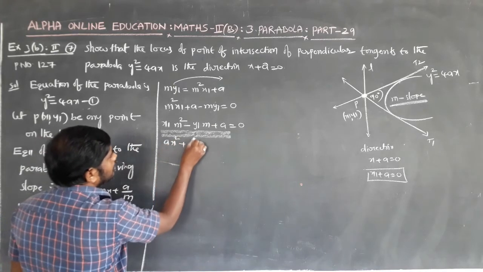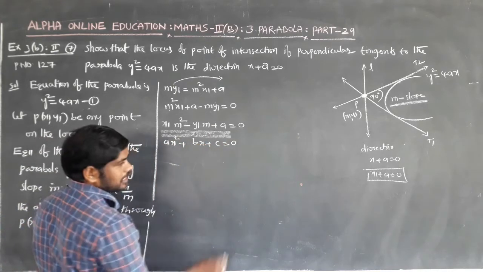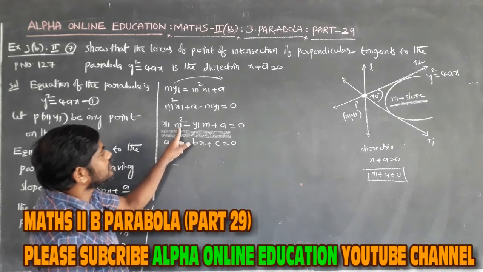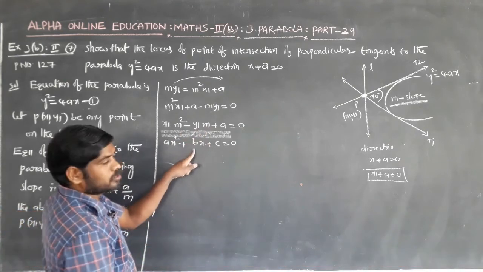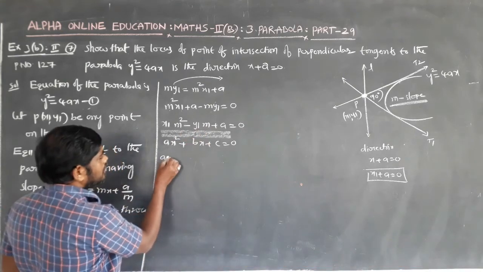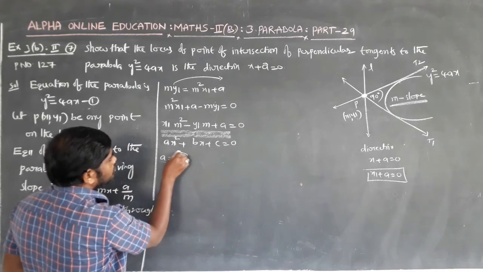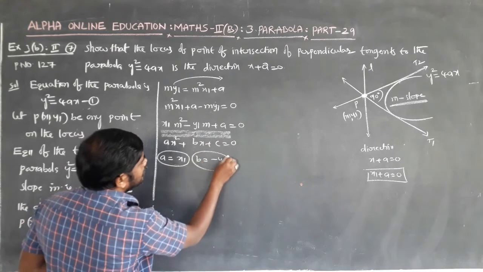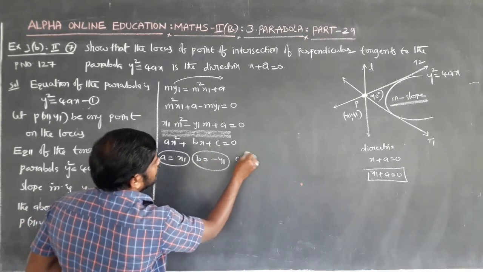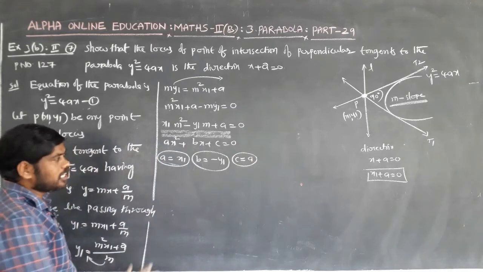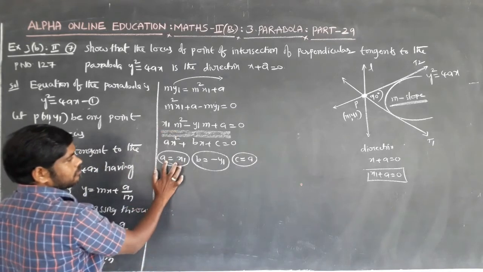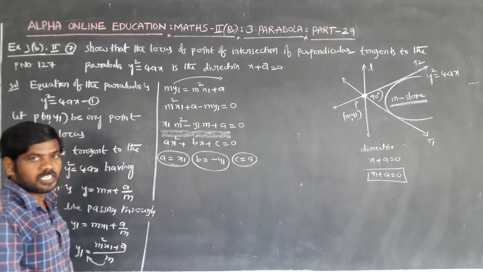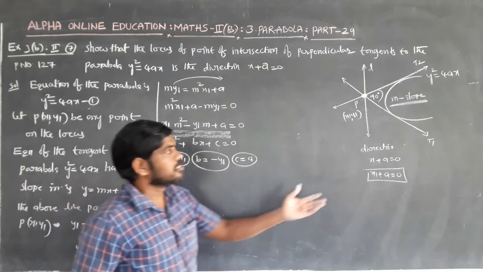Comparing with ax square plus bx plus c, this is a quadratic equation in m. Here a is equal to x1, b is equal to minus y1, c is equal to a.